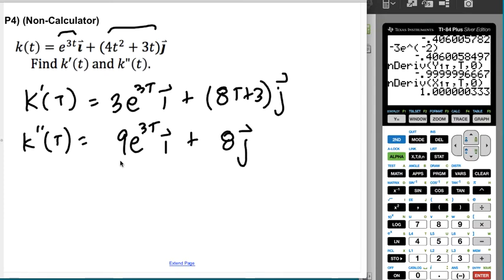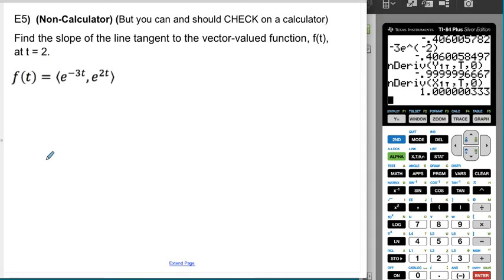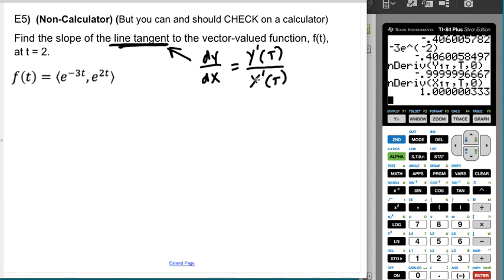And the j and the i are just the direction. Last example and last practice problem. Again, non-calculator, but you can check this with a calculator. We're going to find the slope of the line tangent. Remember, that means dy/dx, which in parametrics, sorry, it's been a long day, means y prime of t over x prime of t, right?